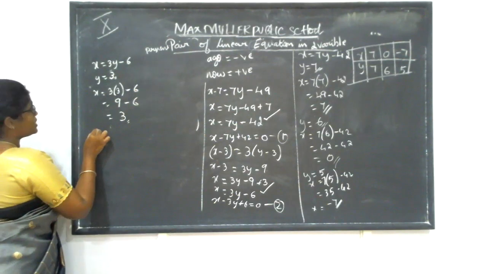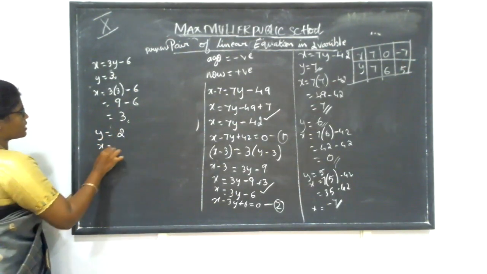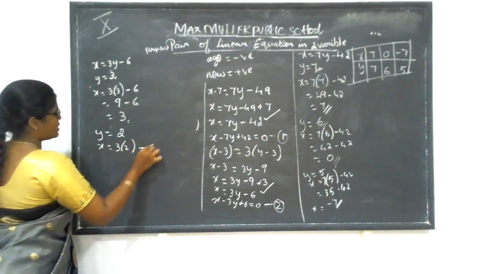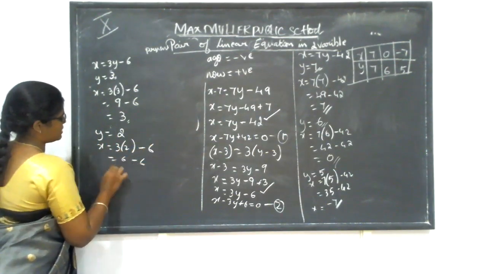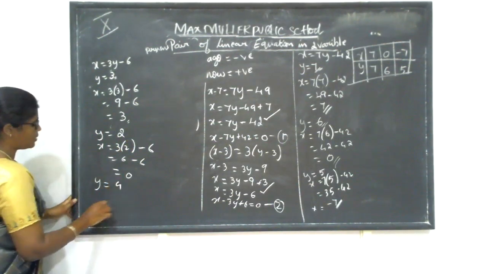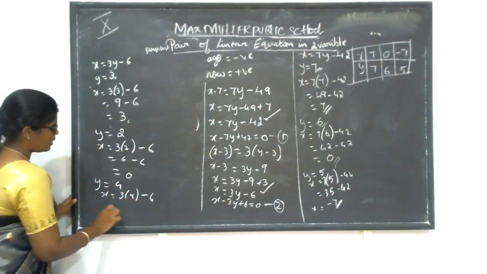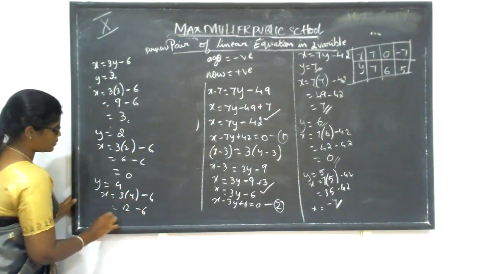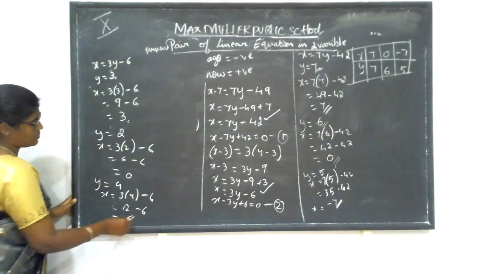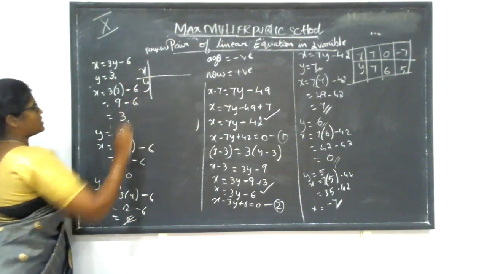Then what else you have? Let me take y is equal to 2. If I take y is equal to 2, x is equal to 2 into 3 minus 6. 2 threes are 6 minus 6. 6 minus 6 is what? 0. Then y is equal to 4. So x is equal to what? 3 into 4. 3 fours are 12. 12 minus 6 is what? Again 6. That's all. Draw the graph. See how easy it is. It is very easy.